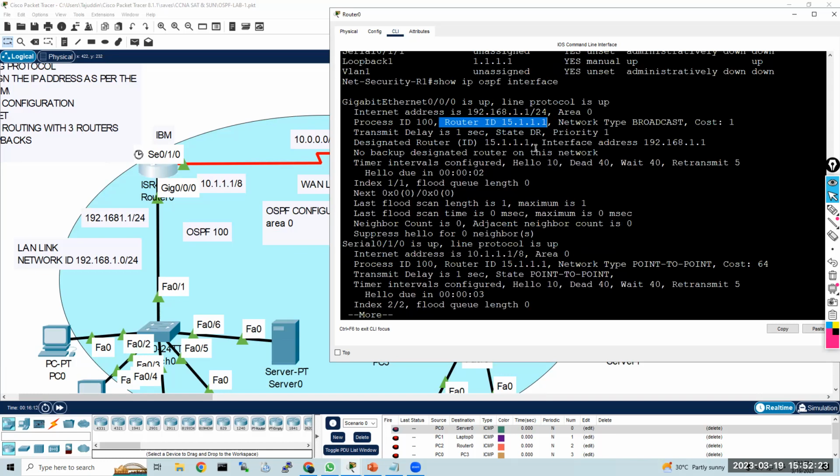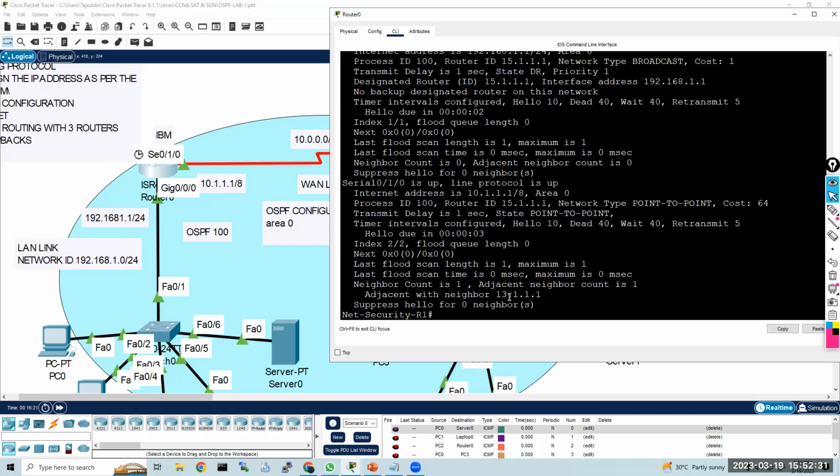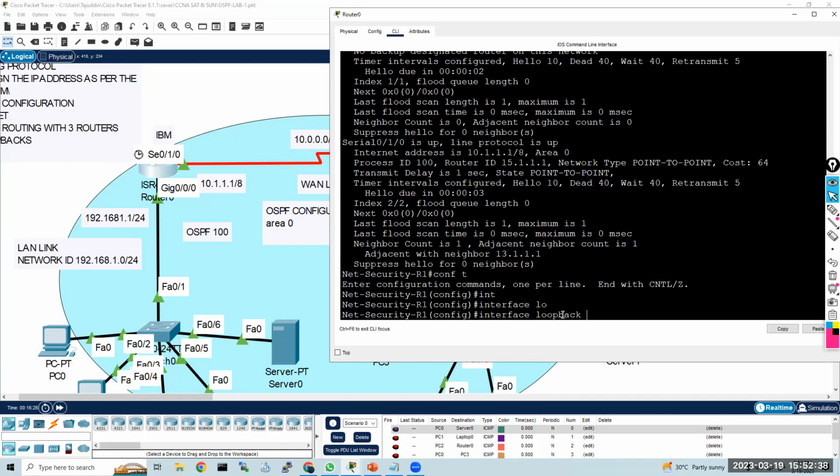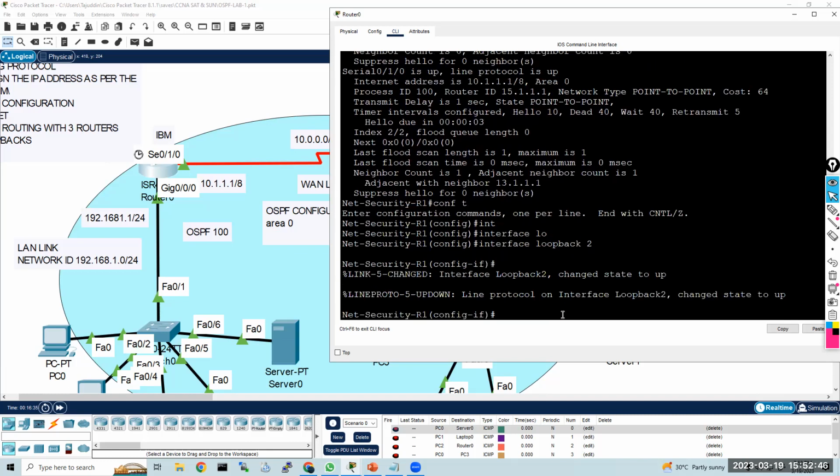Would it be the same if, instead of changing the router ID manually, the way we did with 15.1.1.1, we just added another loopback interface with that IP? Would it work the same way? Yeah, you want me to create it? Yes, we can add. Okay, so I will add 16 this time.